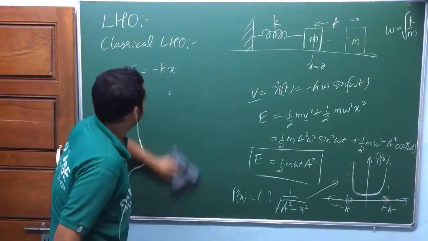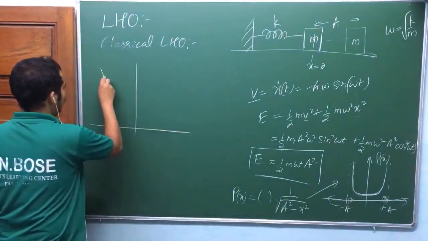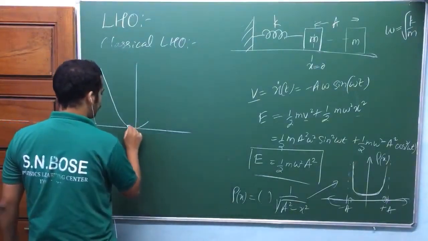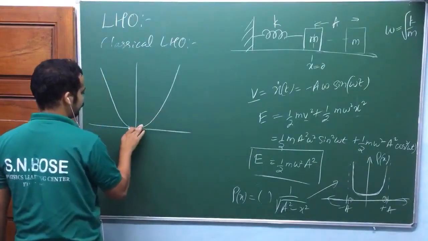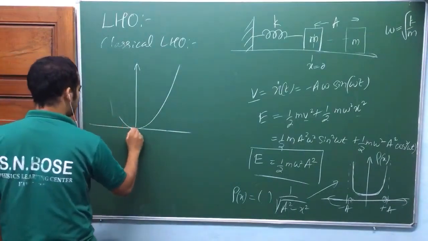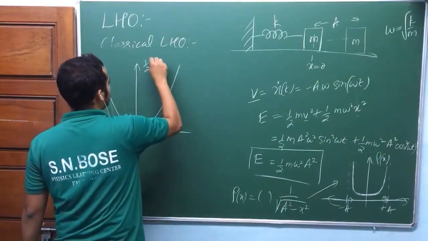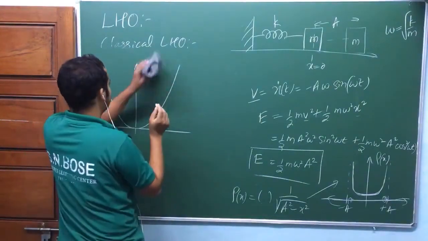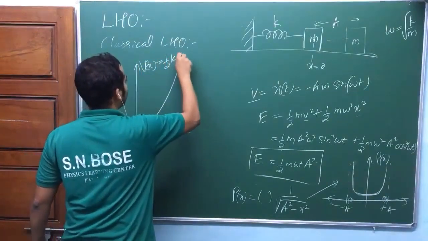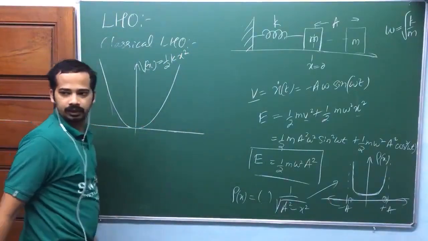Whatever the potential we write here, this is very idealistic. Is that okay? This is a very ideal potential. Ideal means it will not happen in the lab. I mean, bookkeeping. Half kx square. What do you mean by this one? Whatever the amplitude of oscillation you give, it will do oscillation. Am I right? But that will not happen.